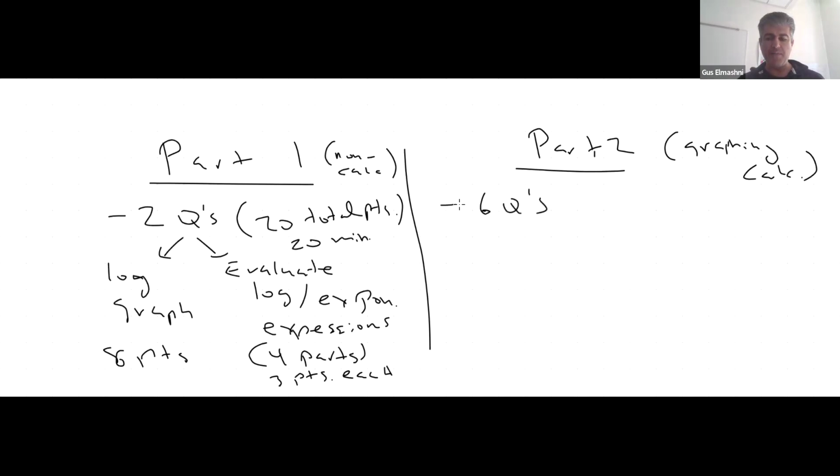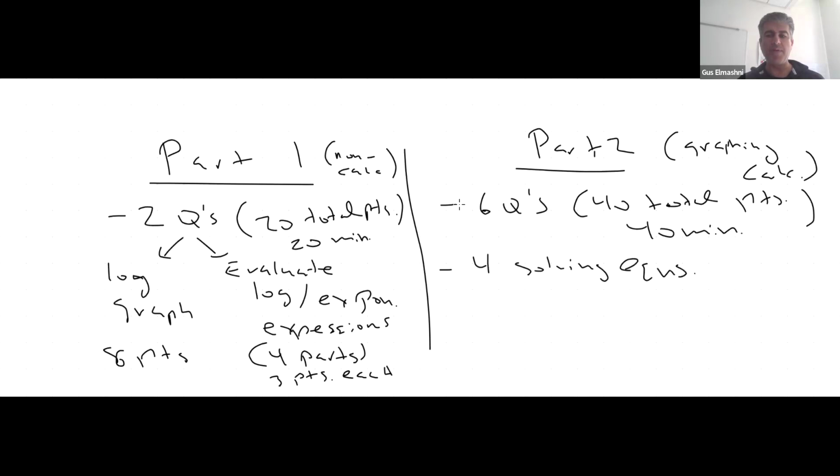And they'll be worth 40 points. So naturally, it should take twice as long, so I say about 40 minutes. You might get it done sooner. There'll be 4 solving equations. It could be log or exponential.